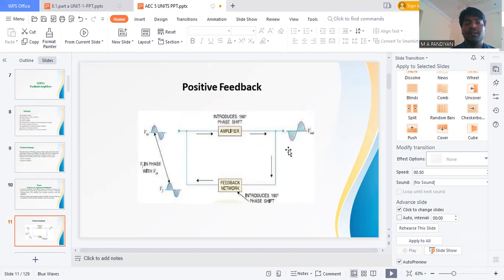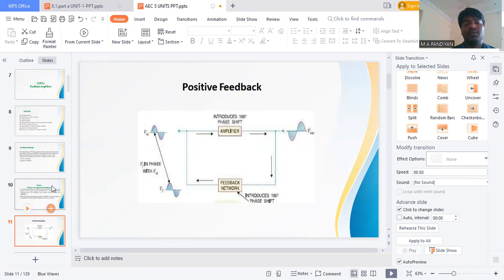Total 360-degree phase shift. So in positive feedback, what is the phase shift? A total of 360 degrees: the amplifier introduces 180 degrees and the feedback network introduces 180 degrees. See the input and the feedback: both are in the same direction, in phase. That is why noise and distortion also increase, but the gain increases. These are the properties of positive feedback.